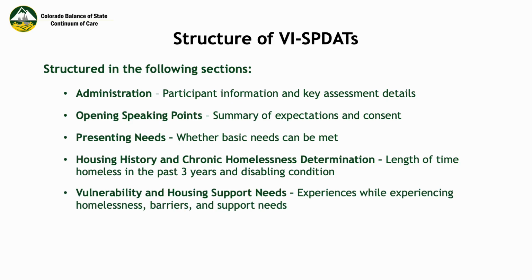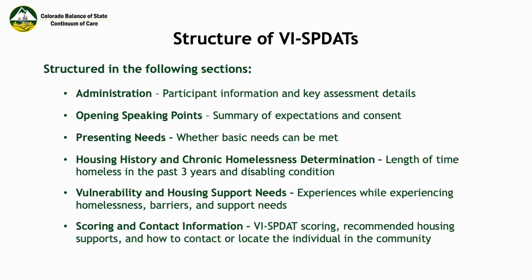That's followed up by vulnerability and housing support needs, which will be questions around experiences someone may have had while they've been experiencing homelessness, barriers, and the support needs. And the last section is scoring and contact information, which will look at recommended housing supports, as well as ask for contact information on where to find the individual in the community or how to get in touch with them for further follow-up communication.